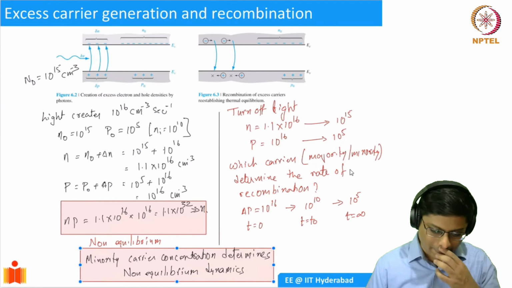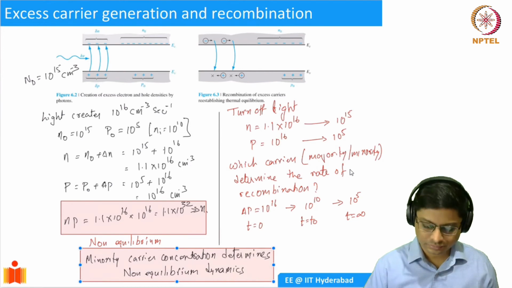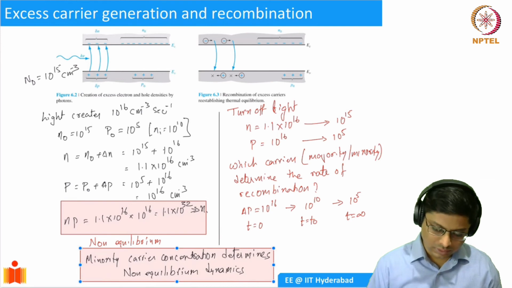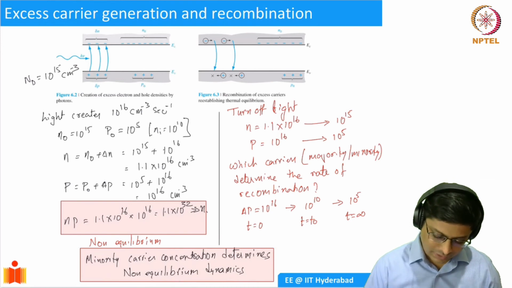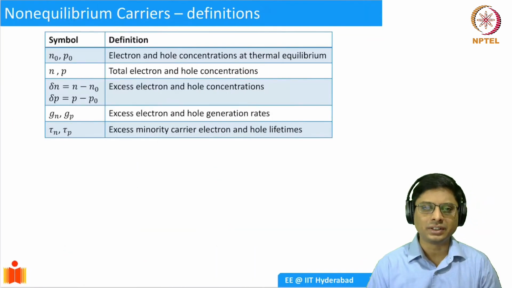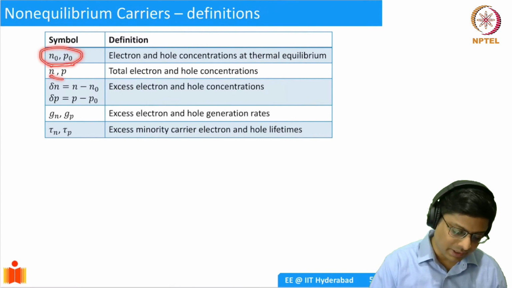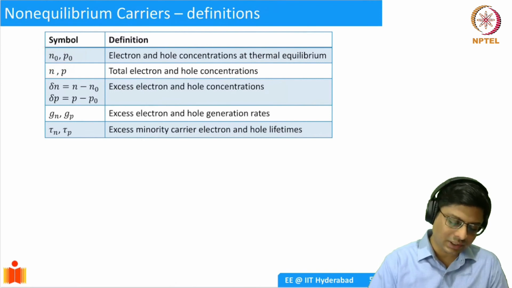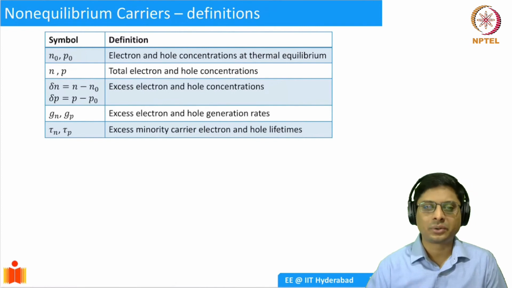Okay, so now let's take one more step forward. I'll quickly summarize some definitions that we will be using. You're already familiar with N naught and P naught and N and P. N naught and P naught are the electron and hole concentrations at thermal equilibrium. N and P are the total electron and hole concentrations.